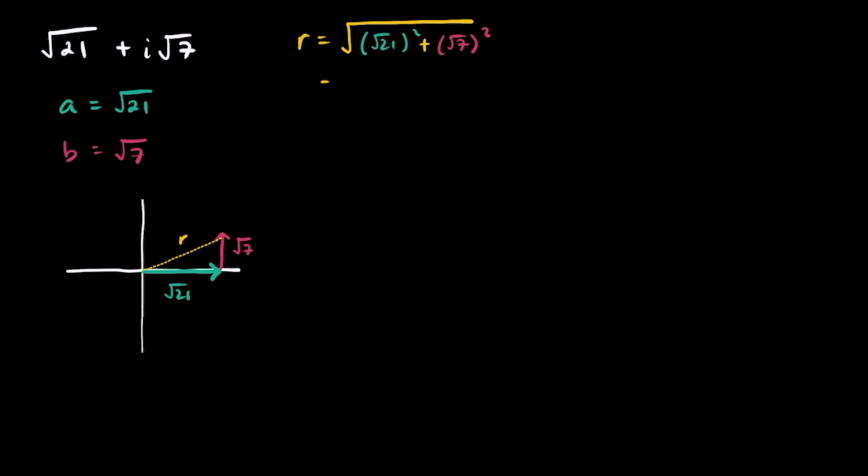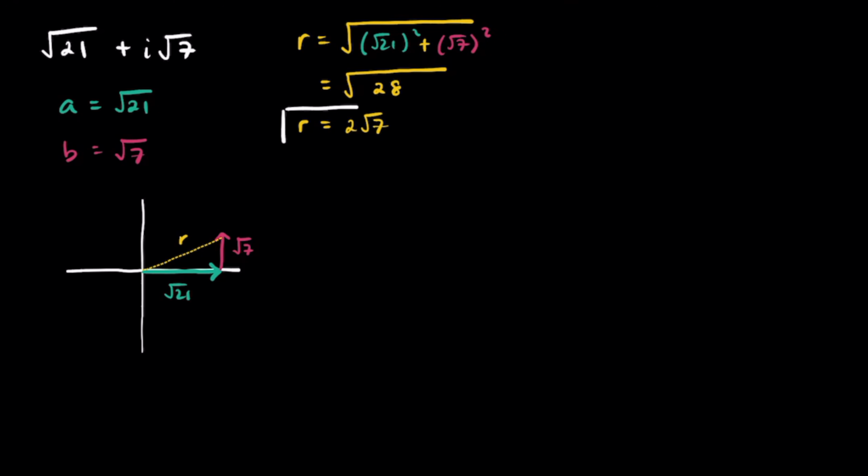Root 21 squared is just going to be a normal 21, and the root 7 squared is just going to be a normal 7. So 21 plus 7, maybe we can just simplify that down to writing 28. Simplifying that just a little bit more, we can pull out a perfect square and say this is going to be 2 root 7. So that's our radius, or the absolute value of this complex number.